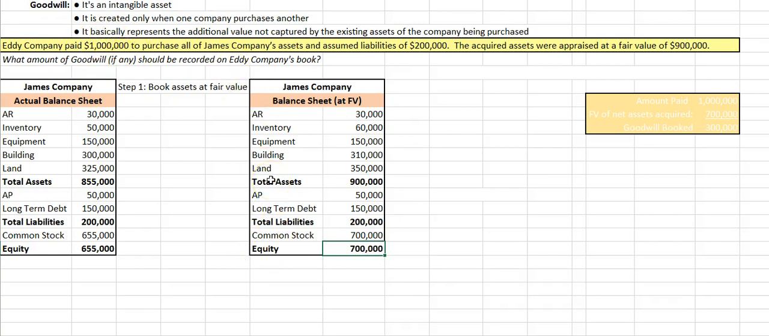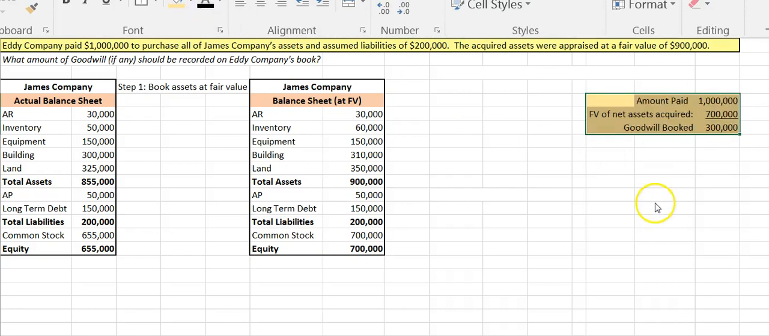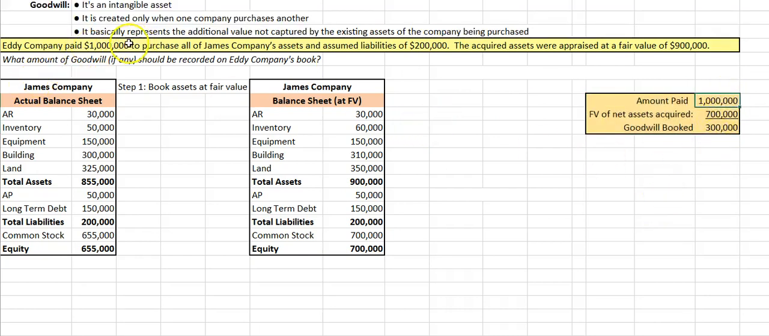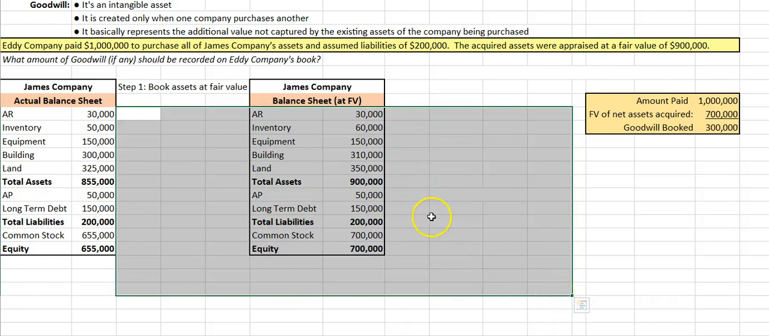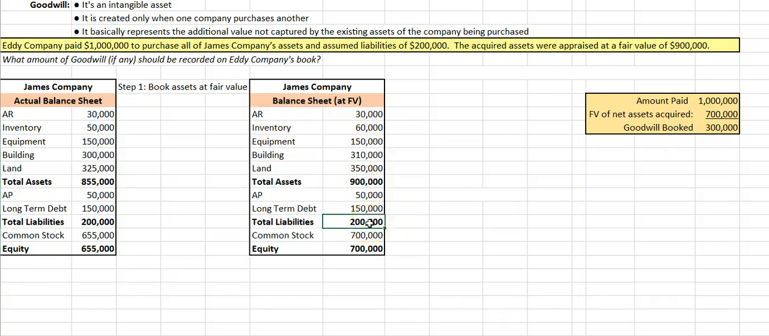Now that's very easy to calculate, right? Let's take a look at this here to show how we calculate this. Eddy Company paid $1 million, as it says here. The net fair value of the assets acquired is the fair value of the assets minus its liabilities, which would be $700,000. So the net fair value of all the assets that James acquired were $700,000, not $1 million. So the goodwill is $300,000.